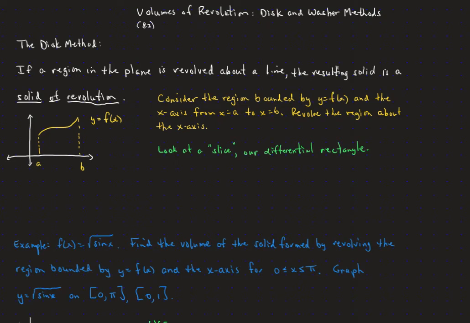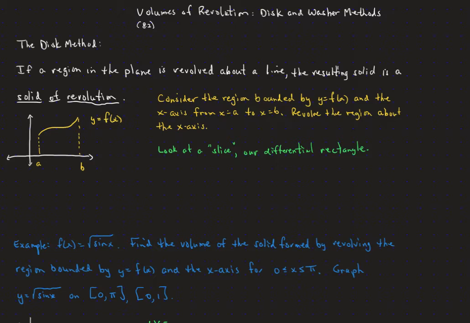In this video, we're going to begin our discussion of volumes of revolution, and we're going to start with what are called the disk and washer methods. So the disk method involves something like we're going to see here. If a region in the plane is revolved about a line, the resulting solid is called a solid of revolution.